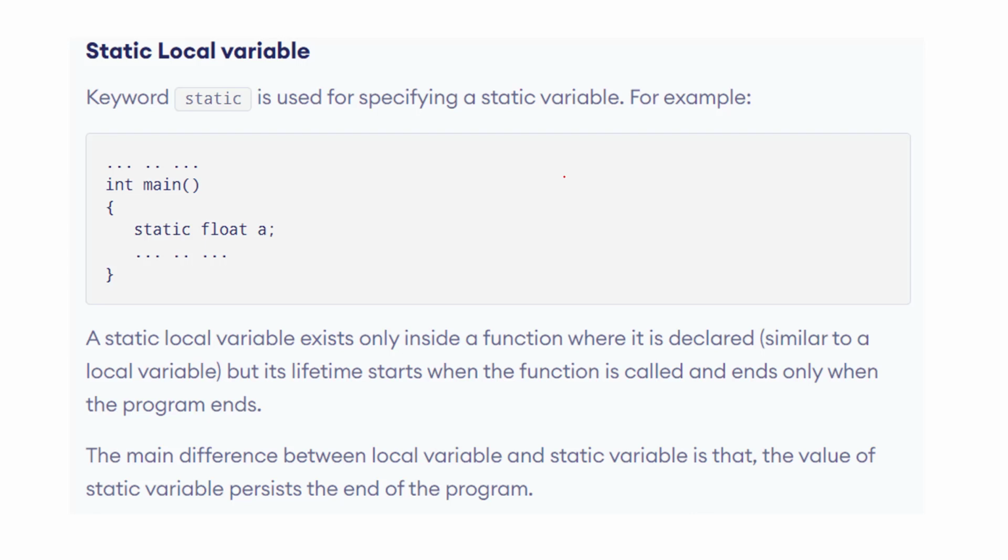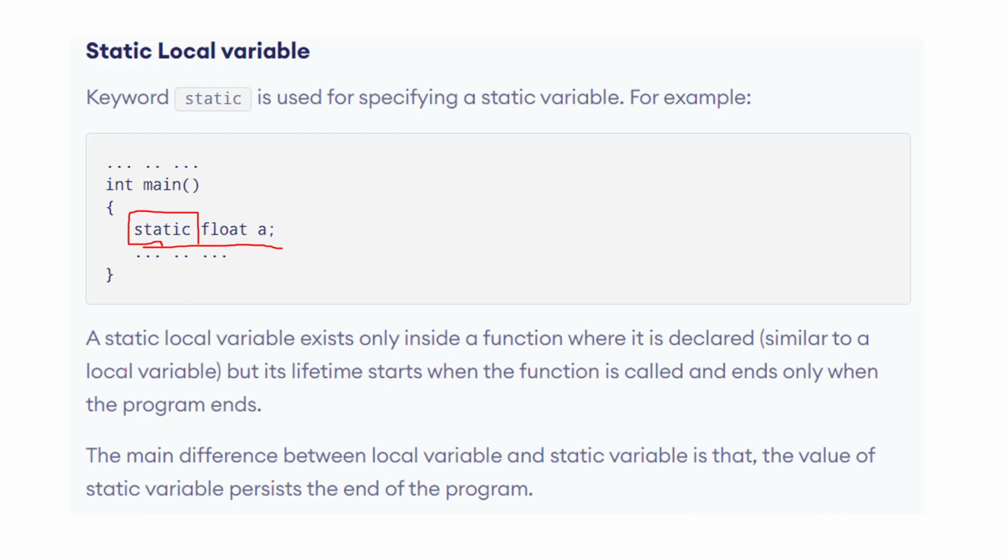Next we have the static local variable. The keyword static is used for specifying a static variable. For example, in the integer main, on the main program, we're defining not a float a, but with a prefix of static. So what change does this make?